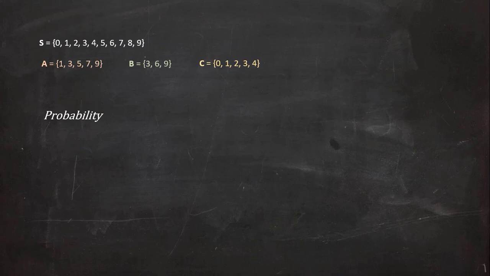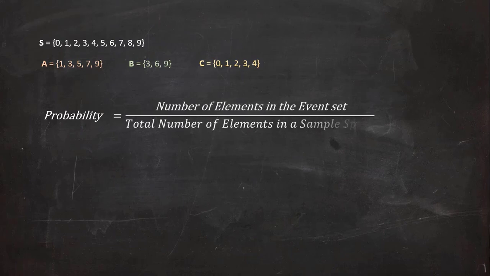In order to solve these types of questions, we have a formula, and the formula is the ratio of the number of elements in the event set divided by the total number of elements in the sample space. If you want to find the probability of an event A, then you have to write the ratio of the number of elements in the event A and the number of elements in the sample space. Mathematically we can write it like n(A) divided by n(S).